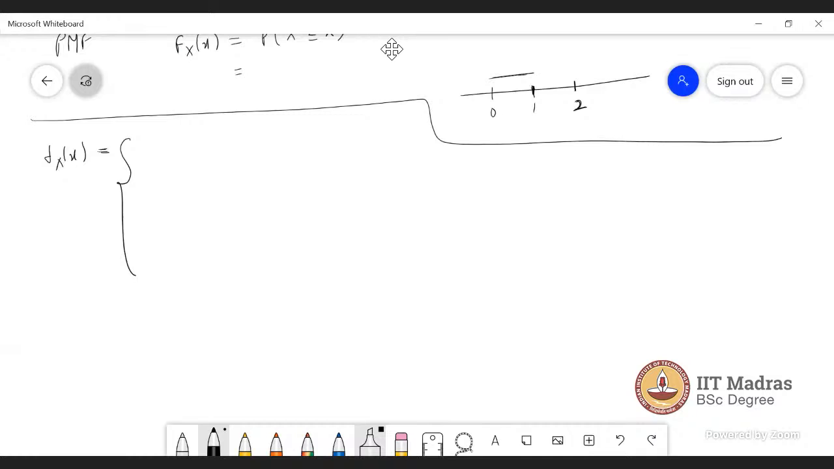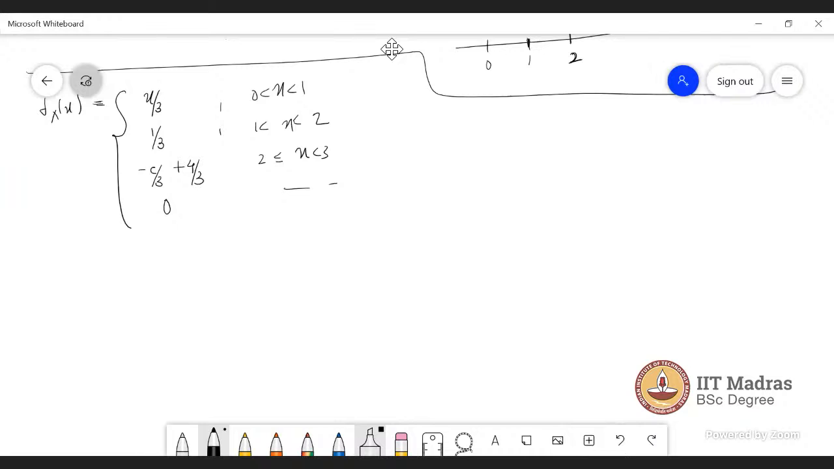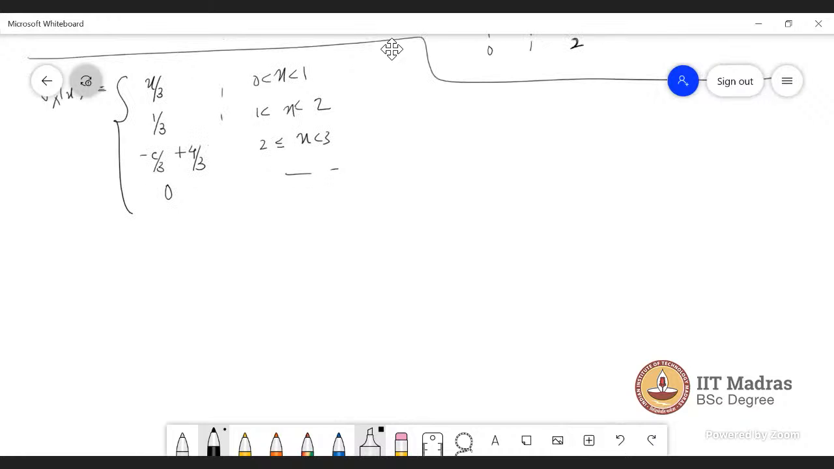So fx was x by 3, then 1 by 3 minus x by 3 plus 4 by 3, and 0. This is for x lying between 0 to 1, this is for 1 to 2, this is for 2 to 3, and it is 0 otherwise, right? So if you have to find the CDF, for the case x lying between 0 to 1, it is minus x by 3, right? Not c by 3. In the third one, 2 to 3, it should be x by 3 instead of c by 3. Yes, thank you. Minus x.